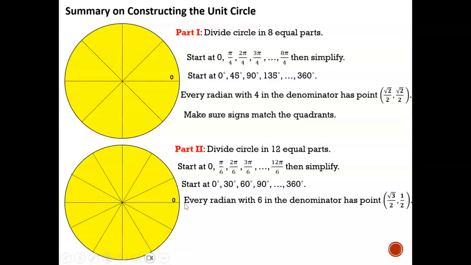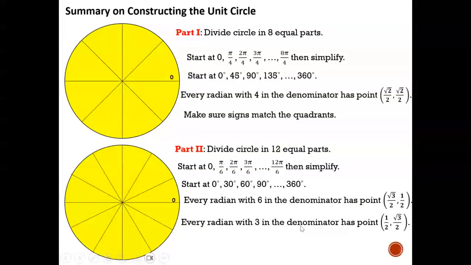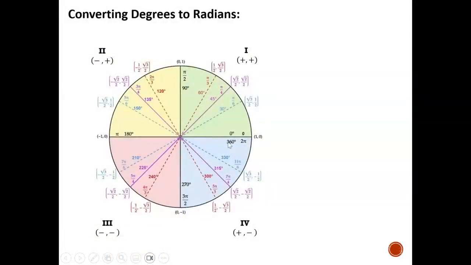And every radian with a 6 in the denominator has a point of square root of 3 over 2, 1/2. And every radian with a 3 in the denominator has a point of 1/2, square root of 3 over 2. But you have to make sure the signs match the quadrant. That's the summation of what we just went over. Okay. Now, how are they used?